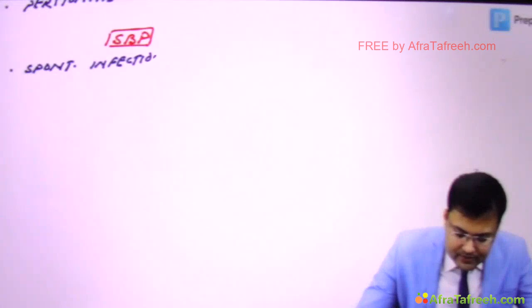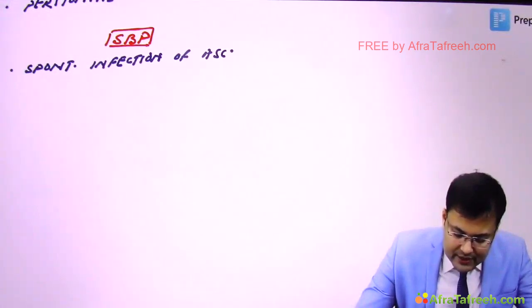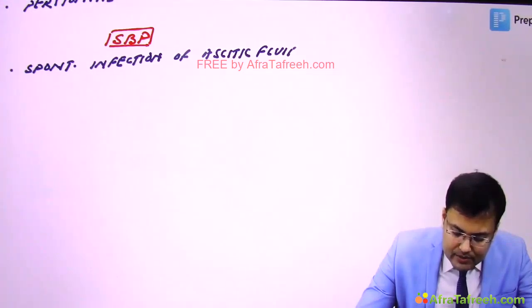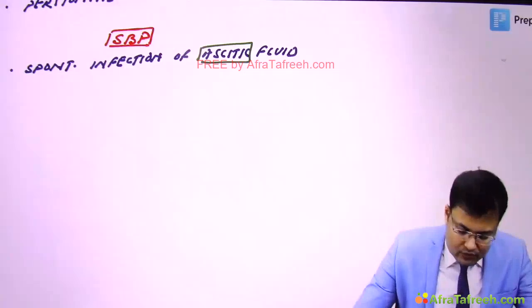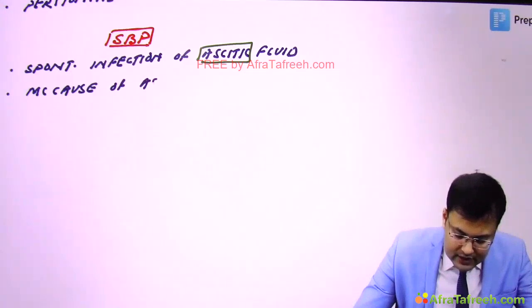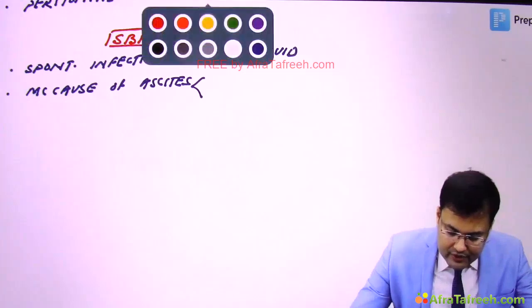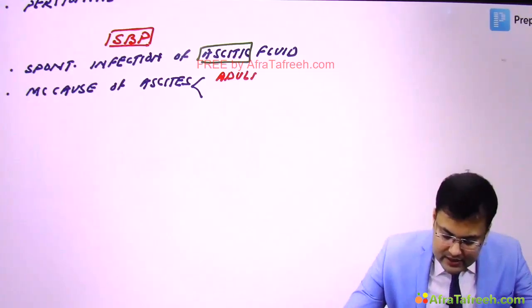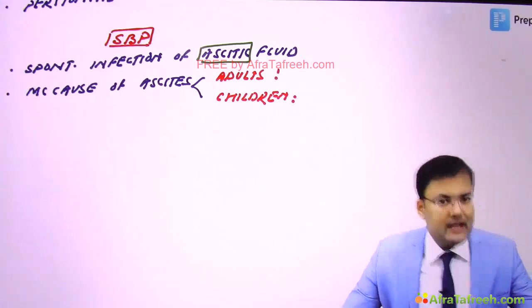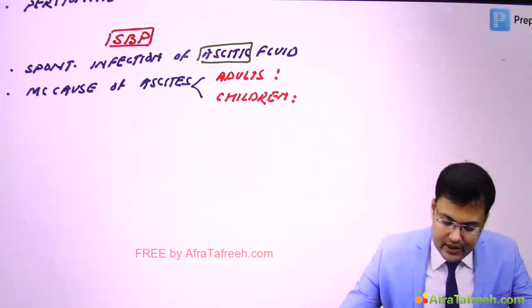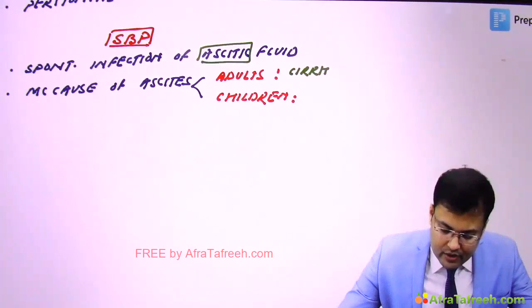So in spontaneous bacterial peritonitis there is spontaneous infection of ascitic fluid. The prerequisite is ascites. What's the most common cause of ascites? In adults it is cirrhosis or chronic liver disease, and in children it is nephrotic syndrome.